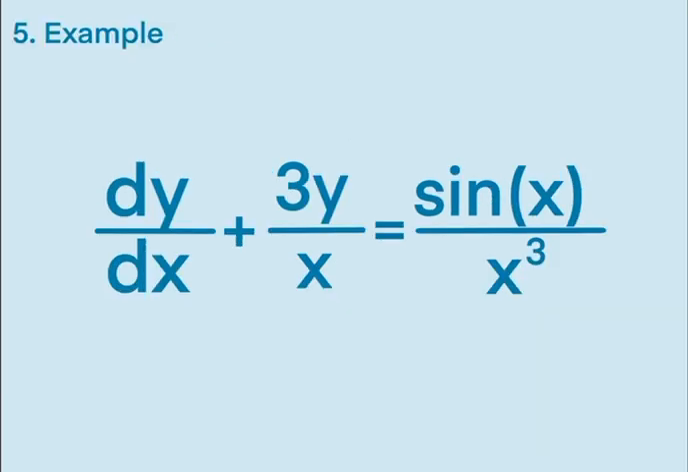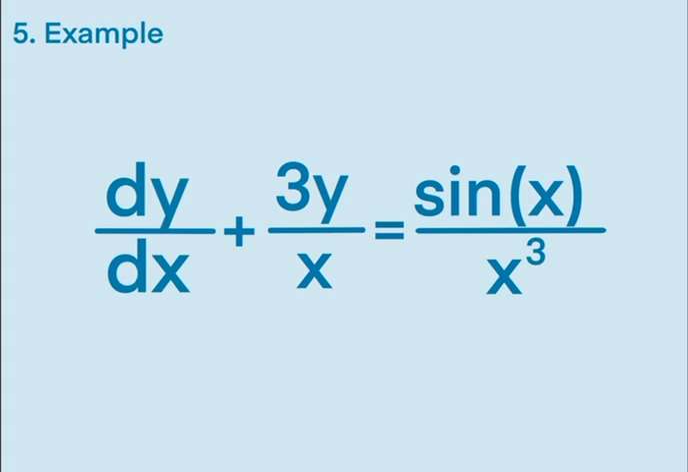Now, let's try to apply this to the following equation. At first glance, it seems like we can use the earlier strategy we talked about, homogeneous equations. After all, on the left-hand side, we can see y over x. However, there is no y on the right-hand side. So, what do we do?